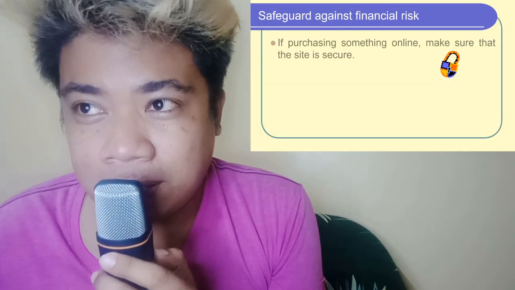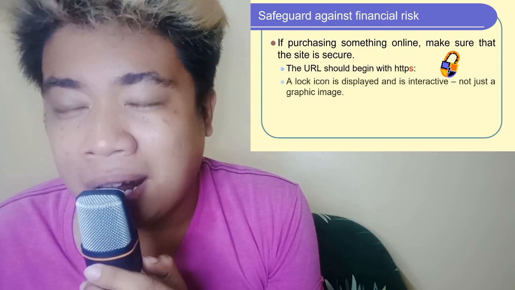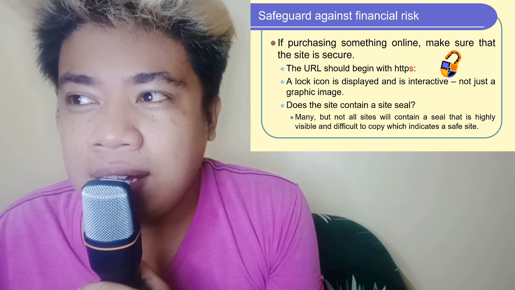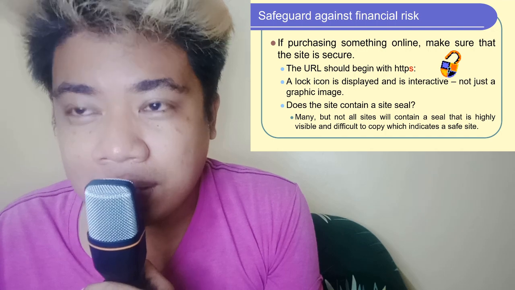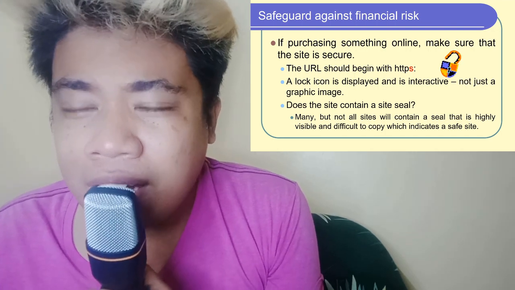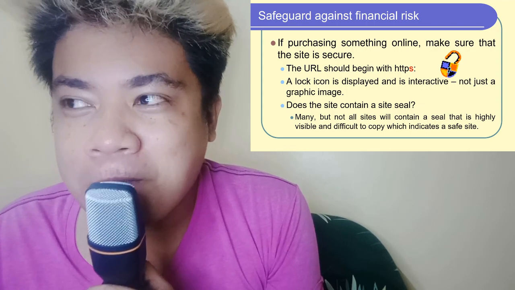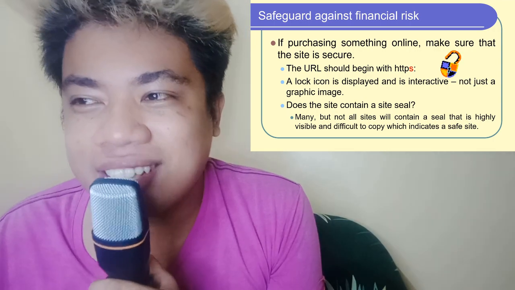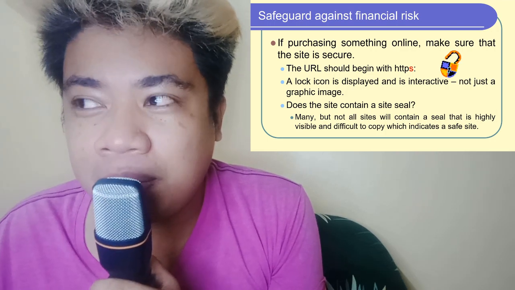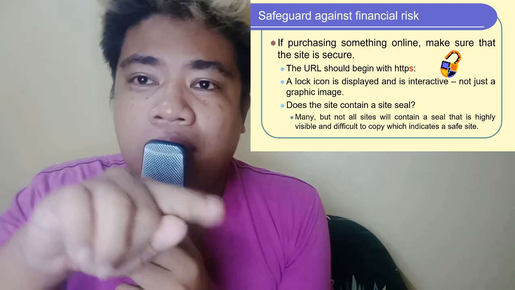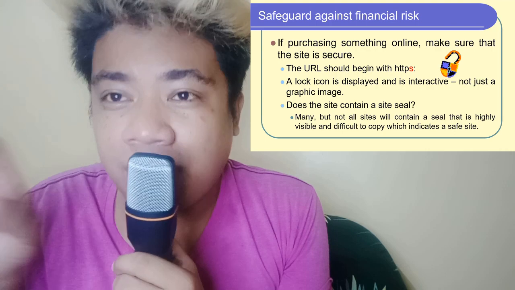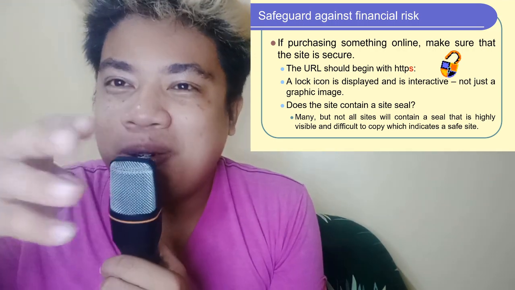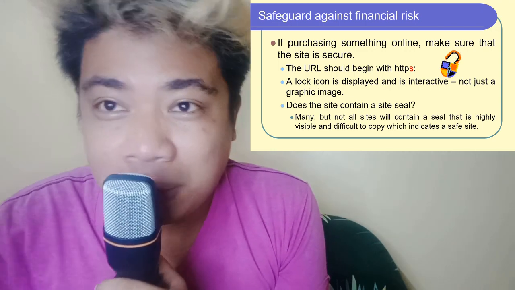Safeguard against financial risk. If purchasing something online, make sure that the site is secure. How do we know that a website is secure? The URL begins with https://. There is an S, not just HTTP. HTTP means Hypertext Transfer Protocol. With an S, it is Hypertext Transfer Protocol Secure. There is a lock icon displayed and it is interactive, not just a graphic image. And at the bottom of the website, if you scroll down, there is a certification, with logos of security companies that certify that this website is secure. If you use your ATM card, always look for the Visa or MasterCard logo.